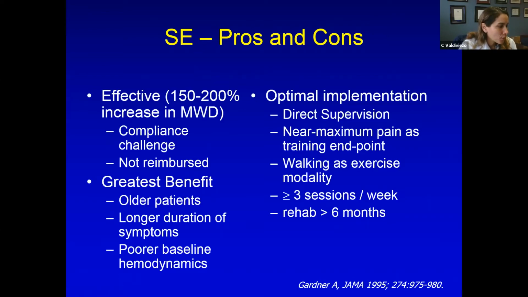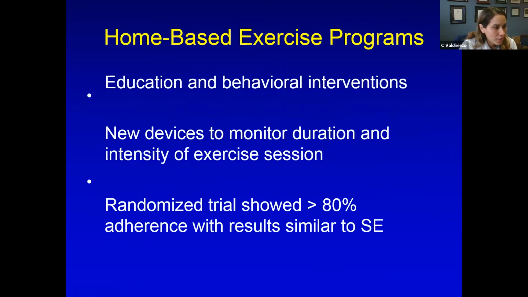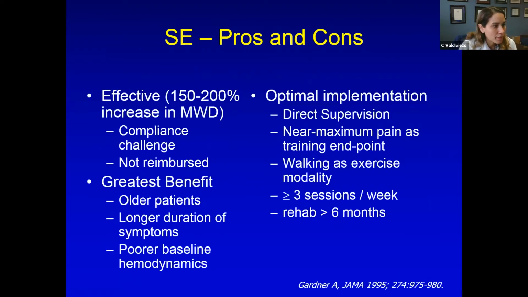The greatest benefit is in older patients, those with longer durations of symptoms and poorer baseline hemodynamics. The optimal implementation is also really important. Ideally, patients have direct supervision. They should exercise to near maximum pain as the training endpoint. If they do it alone, patients may often not push themselves to this near maximum pain training. Using walking as an exercise modality, they should have at least 3 sessions per week, and it should span at least 6 months. So those are the pros and cons of this.